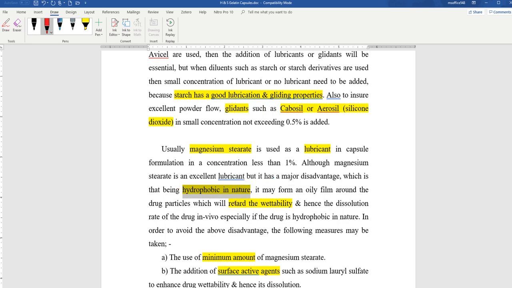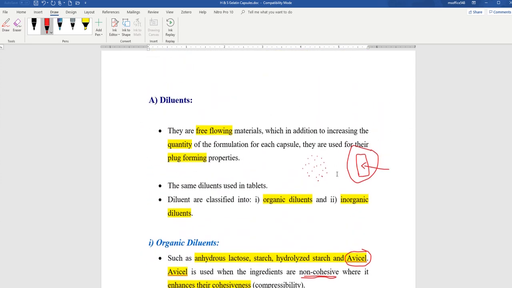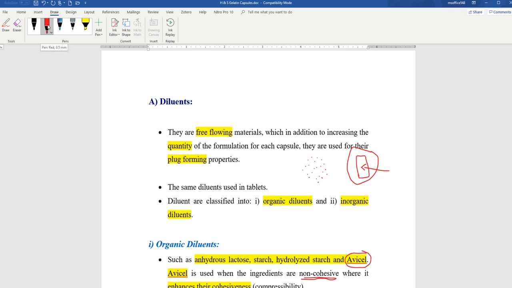So it's very difficult to wet the plug. Let's go to the plug. Where is the plug? Okay, this is the plug. When you add lubricant and you want to form the plug, it will be surrounded by lubricant here. The lubricant will be here, surrounding the plug. So it will be difficult for the water or the gastric juice to get through this very hydrophobic material. This is the problem with magnesium stearate.